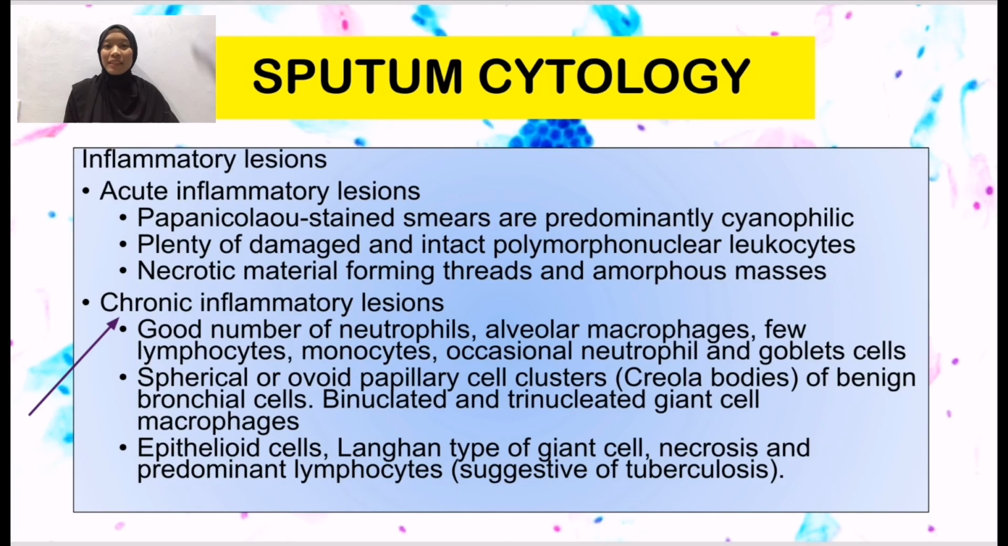For chronic inflammatory lesions, we can see a good number of neutrophils, alveolar macrophages, few lymphocytes, monocytes, occasional neutrophils and goblet cells, and also spherical or ovoid papillary cell clusters, which are Creola bodies of benign bronchial cells, then binucleated or trinucleated giant cell macrophages. And if it is suggestive of tuberculosis, it has epithelioid cells, Langhans type giant cells, necrosis, and predominant lymphocytes.